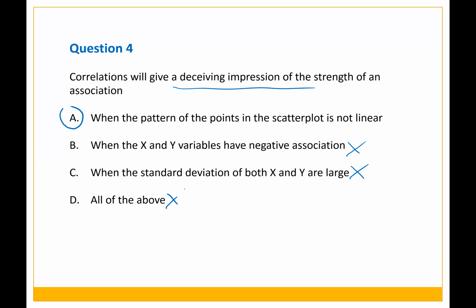A is correct though. There's another way that correlations will give a deceiving impression of the strength of an association. The first one is where you have a nonlinear relationship. The second one is where you have outliers. Outliers will increase or decrease the correlation coefficient, and so that can give a deceiving impression of the strength of the association.